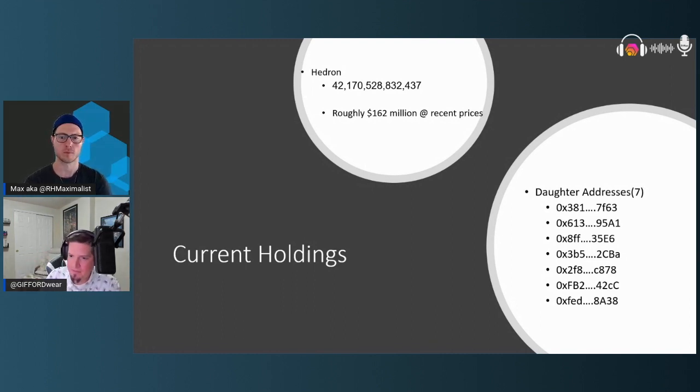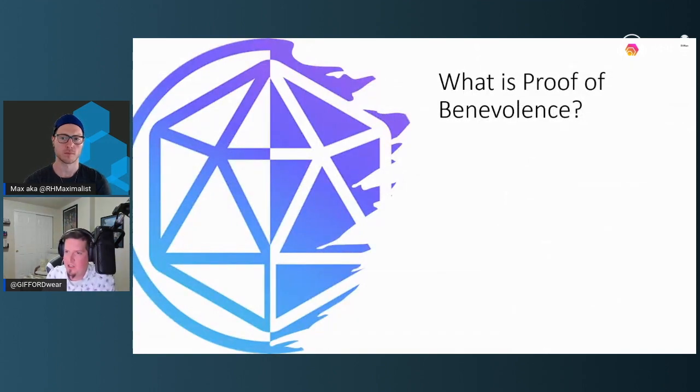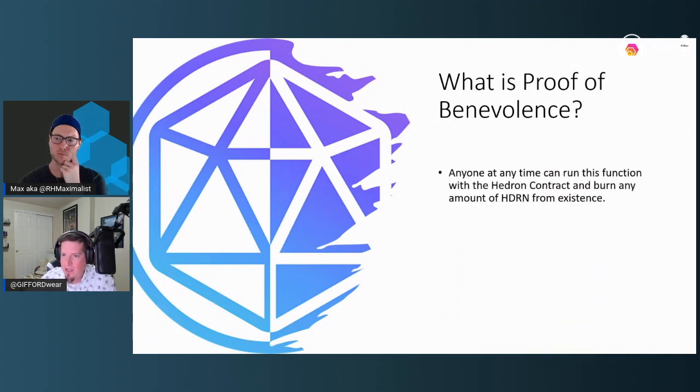All right. So what is proof of benevolence? Anyone at any time can run this function with the Hedron contract and burn any amount of Hedron from existence. So essentially this is coded into the Hedron contract, and it's literally coded as proof of benevolence, right? So it's a burn feature. If you want to get tokens burnt out of existence, not just sitting in some dormant address, if you want to actually burn it out of existence, this is one method you would use. Before people Google, can you just define benevolence?